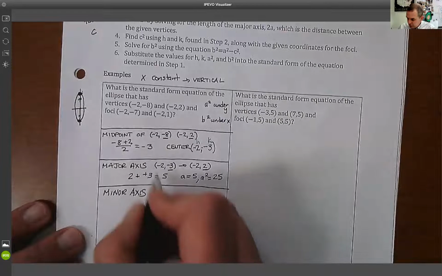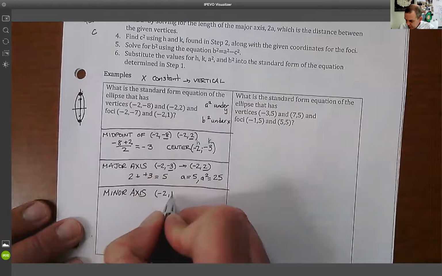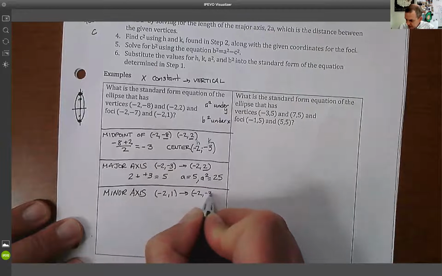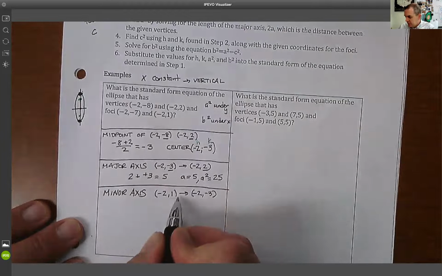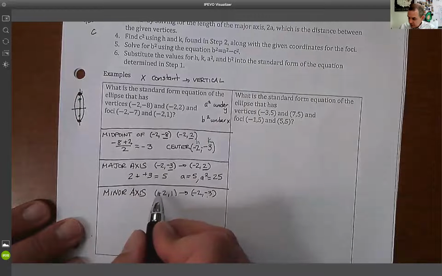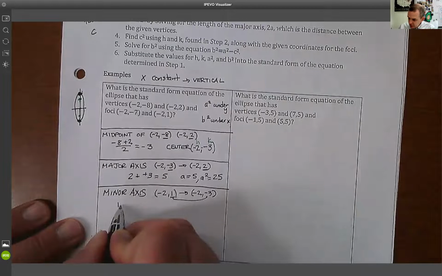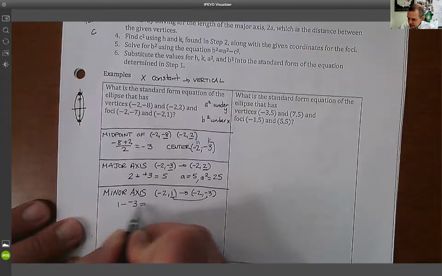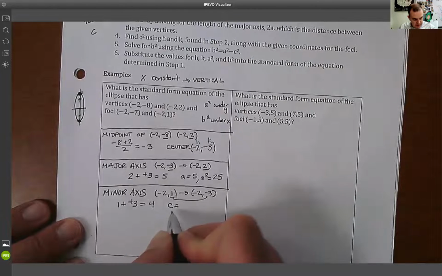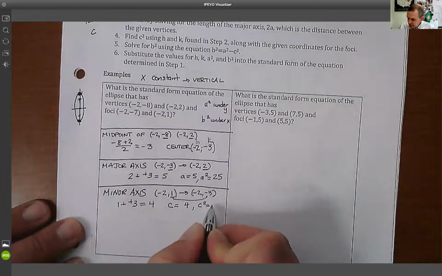What we're trying to do is figure out the difference between -2, 1 and -2, -3, because we're going from the center to the focus. We're going to do the same process. We can do 1 minus -3, keep, change. That tells me 4. That tells me my c is going to be 4. That tells me my c squared is going to be 16.